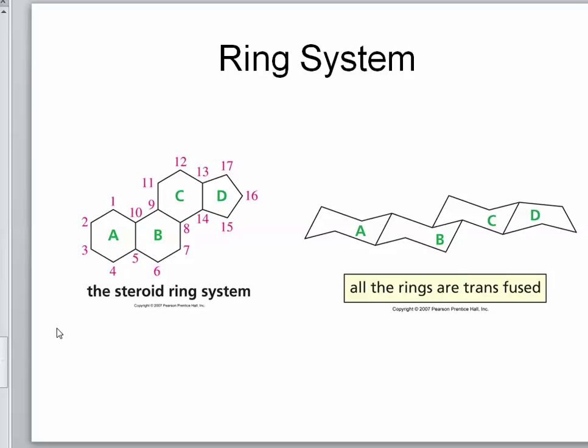Okay, so trans-fused is different than cis-fused. A cis-fused structure would have maybe this A ring, if it was attached in the cis formation, basically bend down, and this thing would take a big sharp turn around the corner, a big kink in the molecule. And that's bad news. We don't want that to happen. So that's what we call cis-fused, but most of these rings are trans-fused because of that.